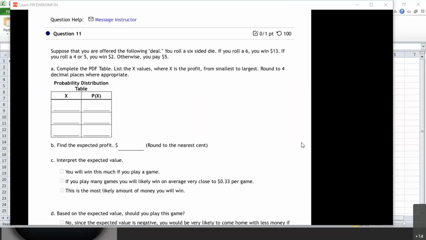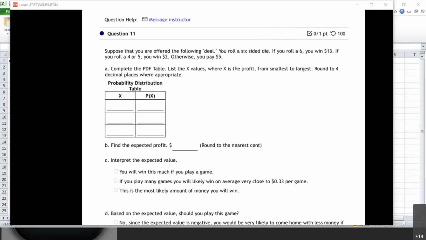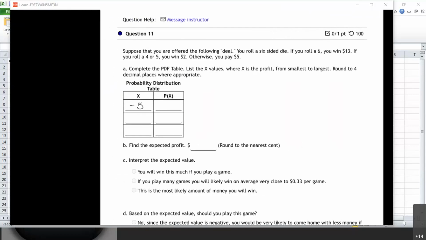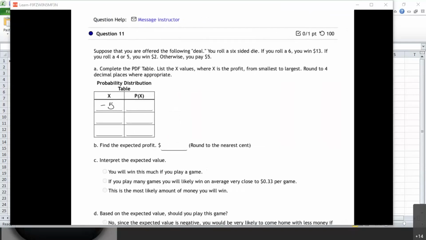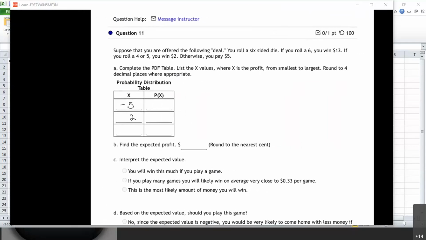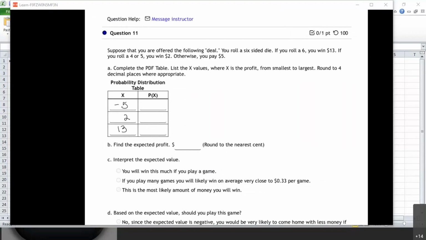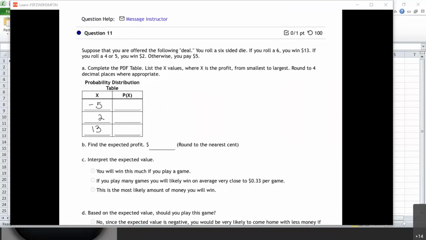Okay, so let's figure out what we can actually win. This is list X, the profit, from smallest to largest. Well, I could lose $5 if I roll a 1, 2, or a 3. If I roll a 4 or a 5, I could win $2. And if I roll a 6, I win 13.